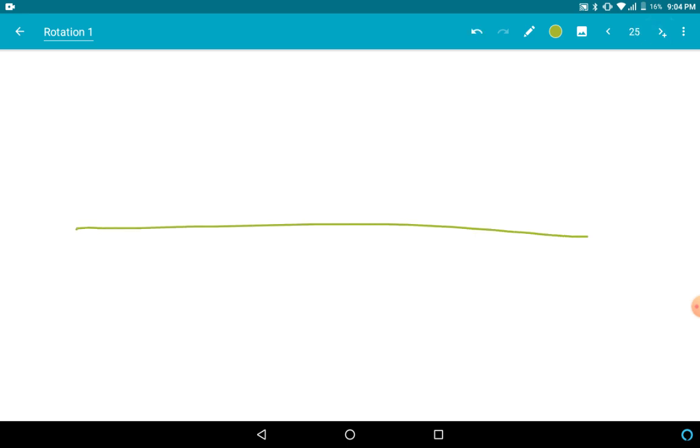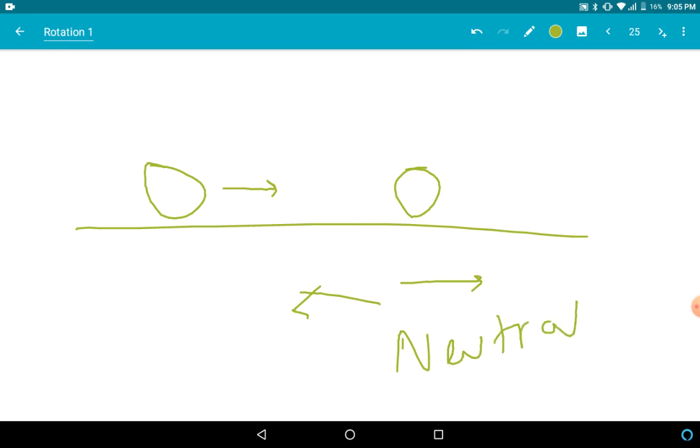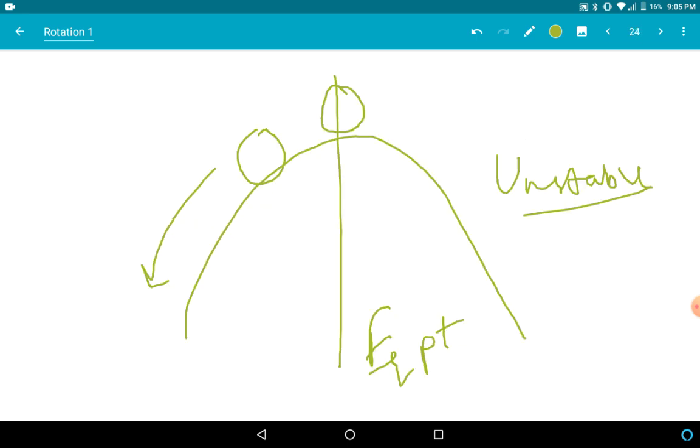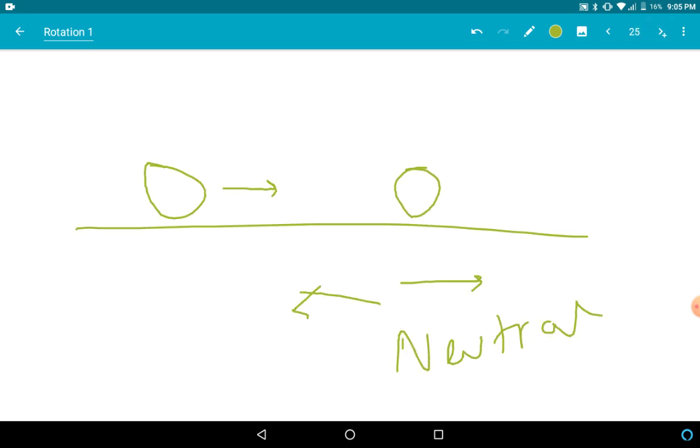And neutral is that if there is a ball here, I push it a little bit and it goes here, so it does not go either away or near the equilibrium point. It is in a neutral position. Understand? So the main difference is that in stable equilibrium, if we displace the ball a little from the equilibrium point, it comes back. In unstable equilibrium, if we shift the ball away from the equilibrium point, it moves further away. And in neutral equilibrium, if we move the body away from the equilibrium point, it does not react in any way. It does not go away, it does not come near.